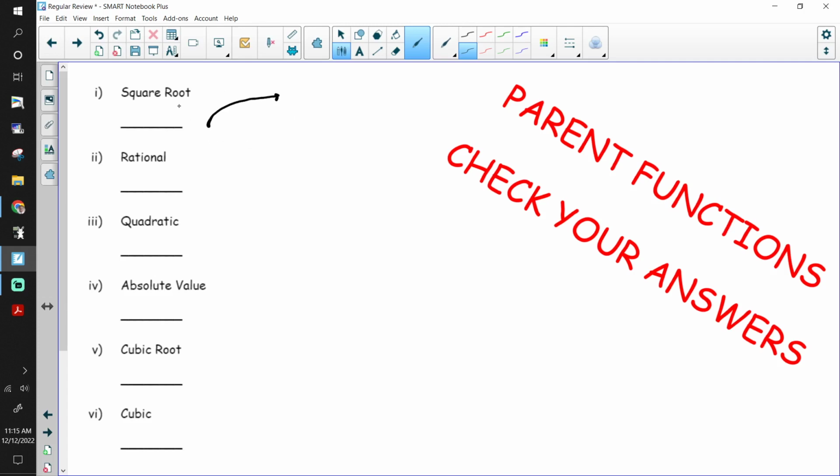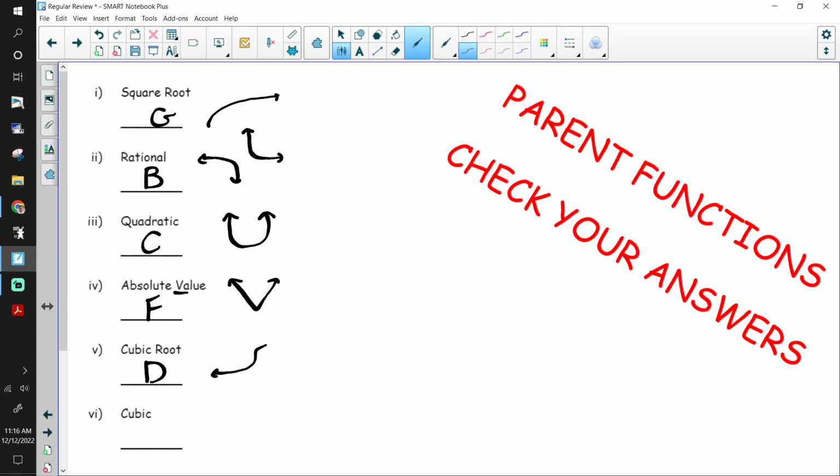It should be G. Rational function looks like this, going down two separate sections. On yours, this was rational. This is B. Quadratic, we should all know is a U. This was C. Absolute value was F. It is a V. I remember V for value is like the shape of the graph. Cube root was D. It looks kind of like an S.